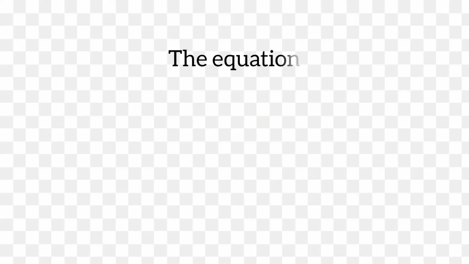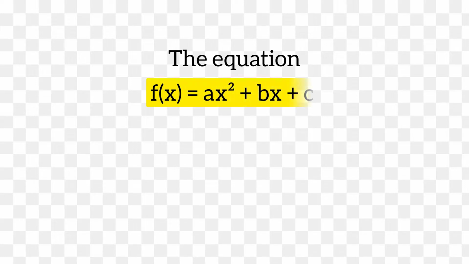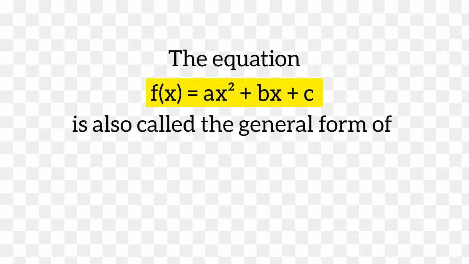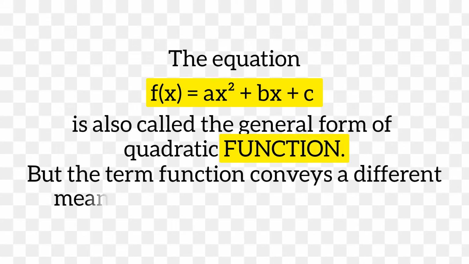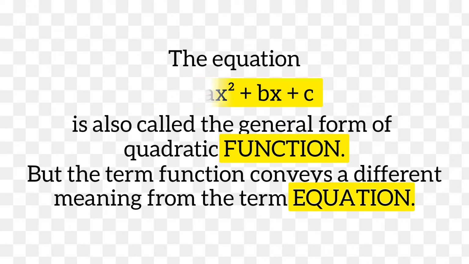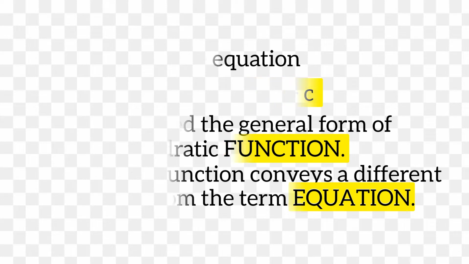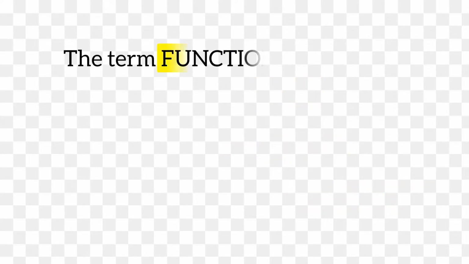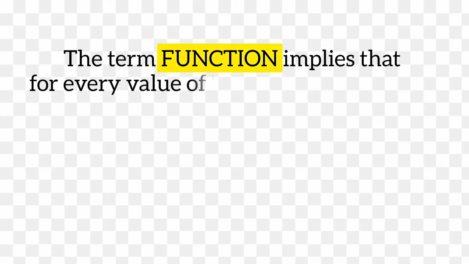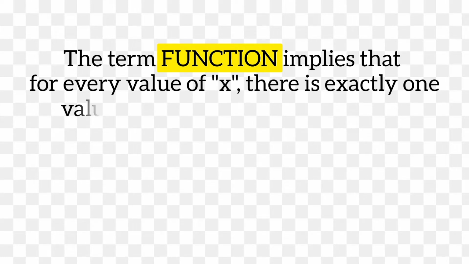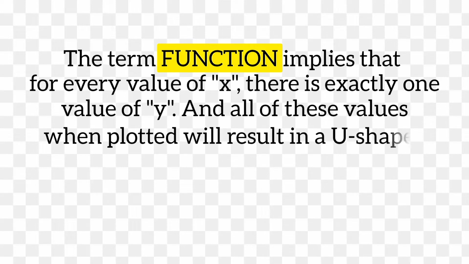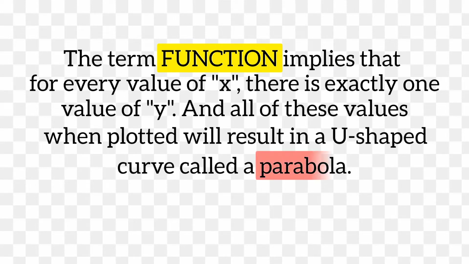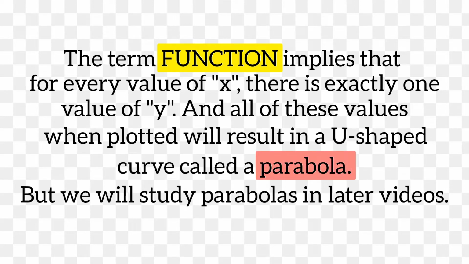The equation f(x) = ax² + bx + c is called the general form of the quadratic function, but the term function conveys a different meaning from the term equation. The term function implies that for every value of x, there is exactly one value of y. And all of these values when plotted will result in a U-shaped curve called a parabola. But we will study parabolas in later videos.